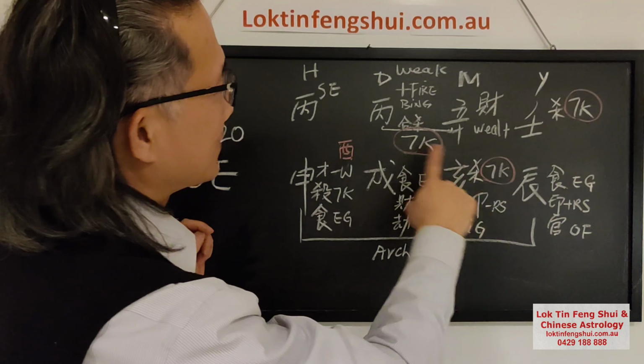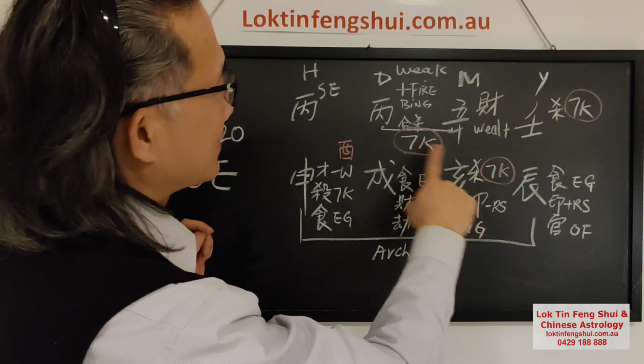So remember, for a weak chart, we want to help him enhance it, to make this fire a bit stronger. How can we help him? By the five element theory, the wood element produces fire, and fire helps the fire. So when the wood cycle comes, this chart will be in a good luck cycle.